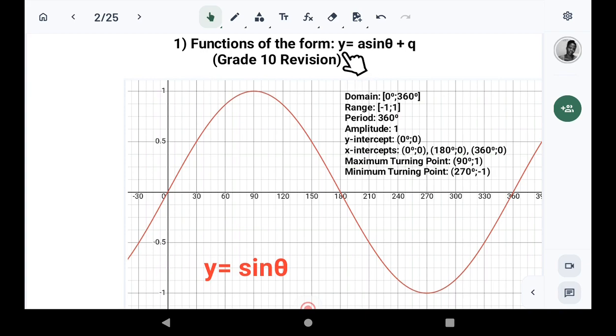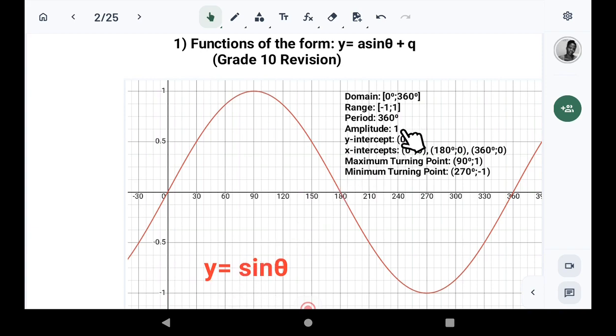Overview from grade 10, y equals a sine theta plus q. A deals with the amplitude. It tells you what the amplitude does, and q tells you what the graph does as you shift it up and down the y-axis. Now, the standard graph that we looked at is y equals sine theta.